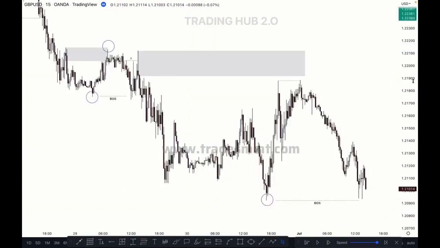Okay, now let's talk about entry type 3, how it actually works without mitigating any demand or supply, just sweeping the liquidity, and how we can take advantage. Okay, so as you can see here on the left side, the market breaks the structure which is here. After breaking the structure, where is our most recent low?